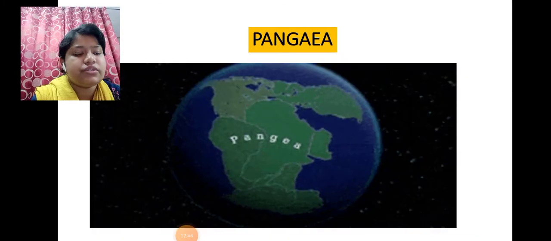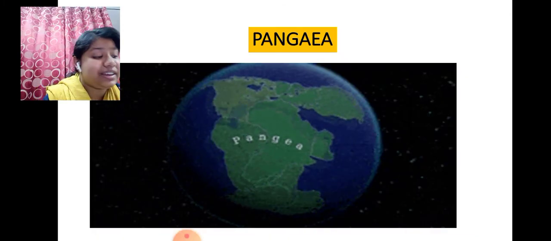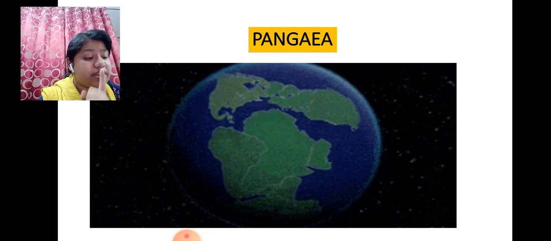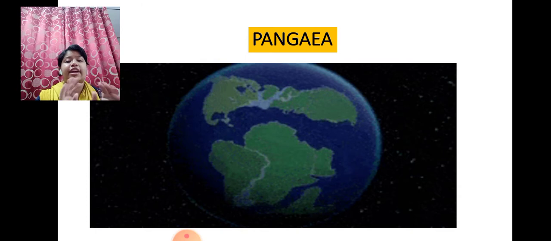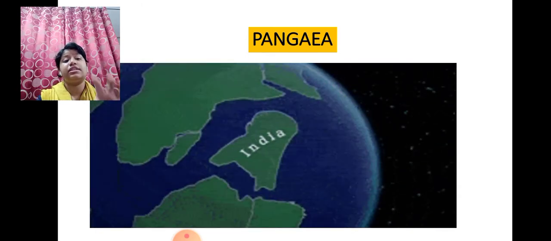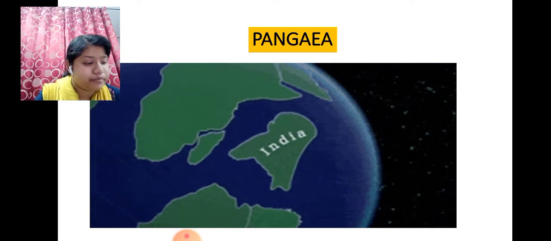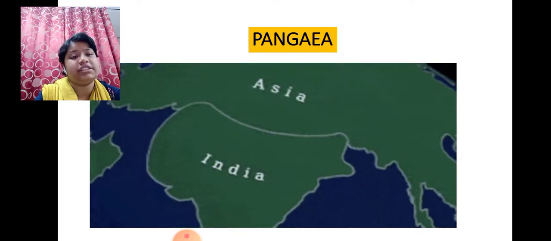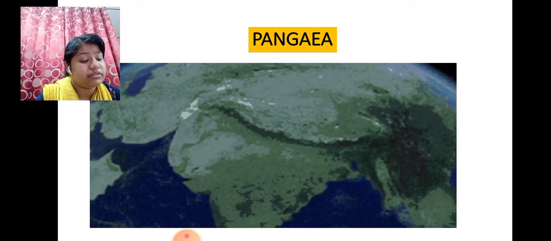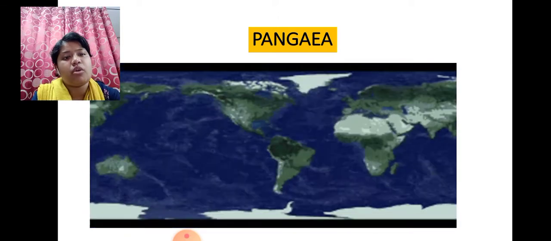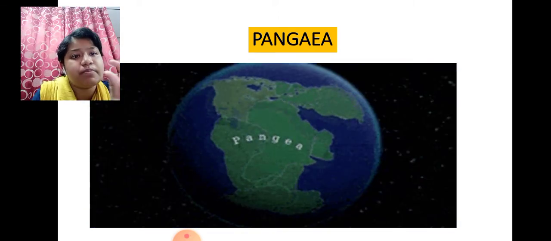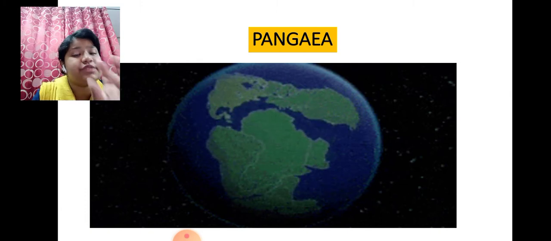In the past, the entire world was located as one single landmass. It was assumed that everything was one single mass. It is called Pangea, and it is surrounded by water, which is called Panthalassa. The water part you can see is nothing but the Panthalassa, and the green part is Pangea. This is the whole world as it has been observed.